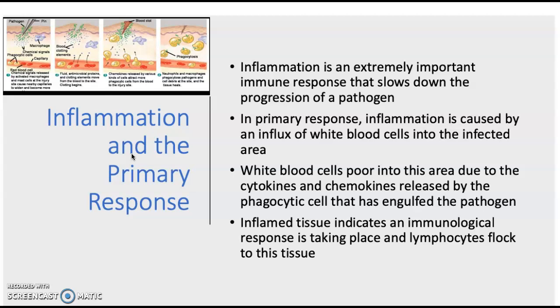In the primary response, the inflammation is caused by an influx of white blood cells in the affected area. White blood cells are drawn into the area due to the cytokines and chemokines released by the phagocytic cells that engulf the pathogen. Inflamed tissue indicates an immunological response taking place. So the lymphocytes recognize this and flock to the tissue in question.